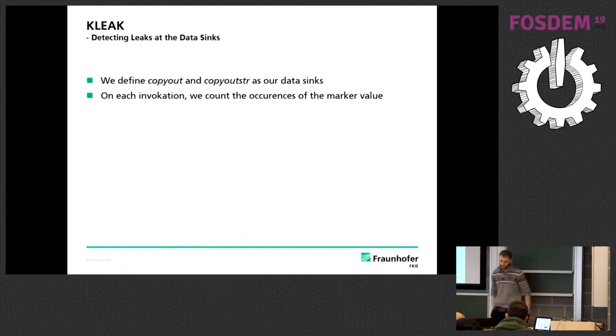And then detecting those leaks, it's a very rudimentary taint tracking, so we don't track each and every byte through the kernel. We let them travel, and at the sinks, which are defined as copyout and copyoutstr, we check on each invocation if we see those marker values.